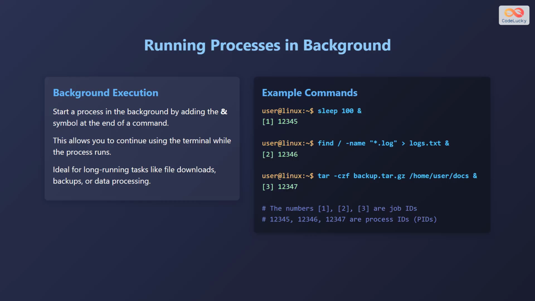The command sleep 100 & will run the sleep command in the background for 100 seconds. The shell will output a job ID and a process ID. Similarly, find / -name "*.log" > logs.txt & will find all log files and save them to logs.txt in the background. Finally, tar -czf backup.tar.gz /home/user/docs & will create a compressed archive of your documents folder in the background. The numbers in square brackets such as 1, 2, and 3 are job IDs, and the other numbers are process IDs or PIDs.